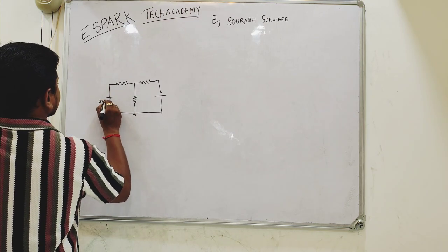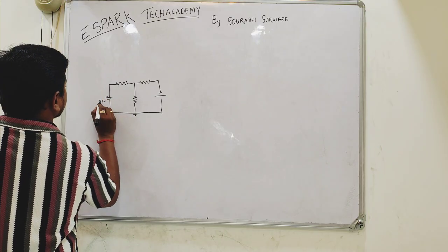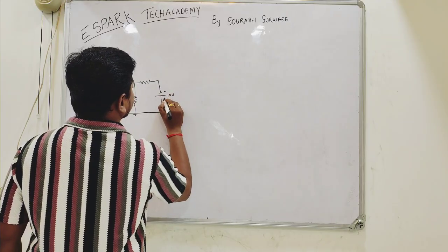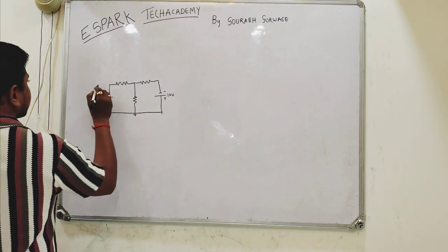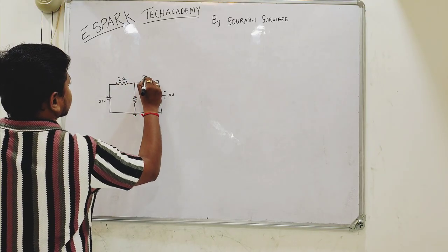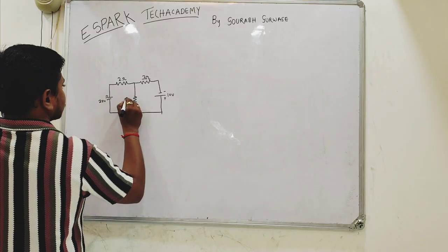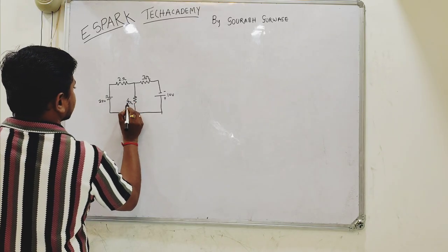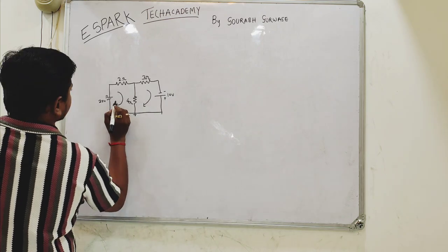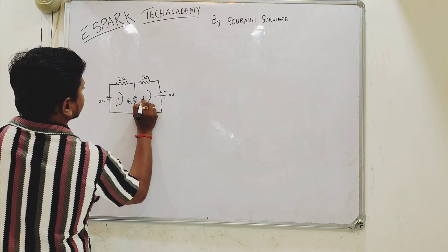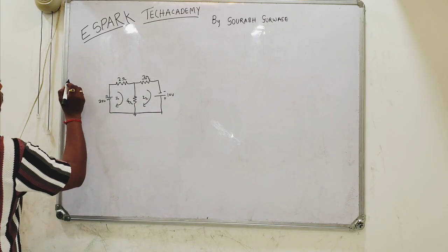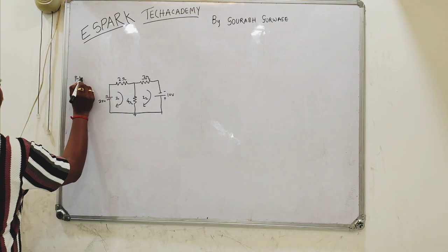The 20-volt supply, here the 10-volt supply is given, here the 2 ohm resistor and 3 ohm resistor, and here this is the 4 ohm resistor. These are the two loop currents which we are here to calculate, I1 and I2. This is our problem number 4.